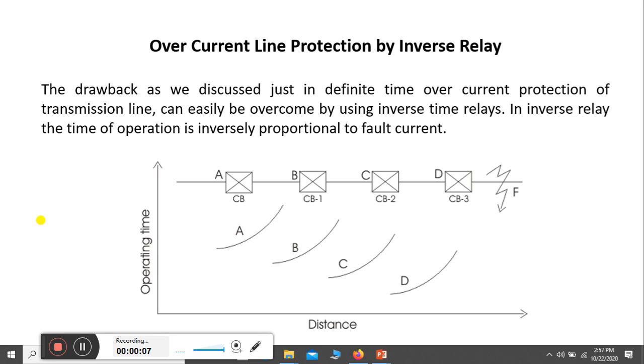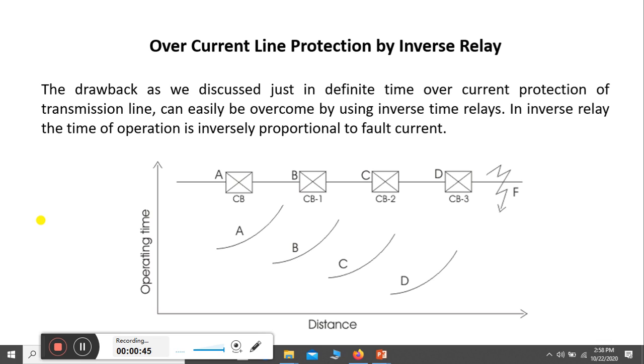Today in this lecture, we will discuss overcurrent line protection by inverse time relays. In the previous lecture, I discussed overcurrent protection using definite time relays. There was a drawback in that system: with definite time relays, the relays operate only at a fixed time. That drawback has been overcome by using inverse time relays.